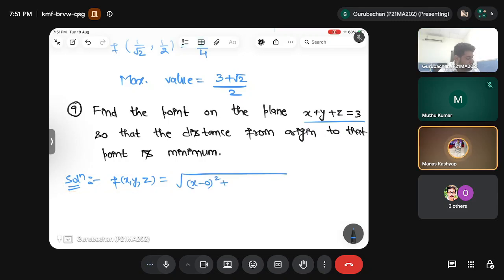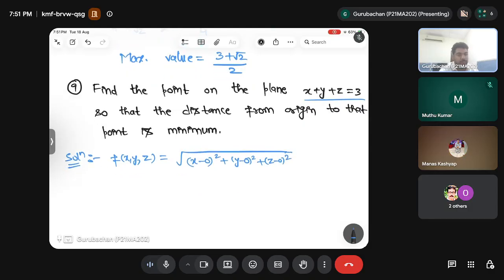x plus y plus z is equal to 3 is not a line, it is a plane. Did I say line? Yes, sir. Sorry, it is a plane. Since it's in 3D, so it's a plane. Yes, sir. 3D geometry. g(x, y, z) will be x plus y plus z minus 3.